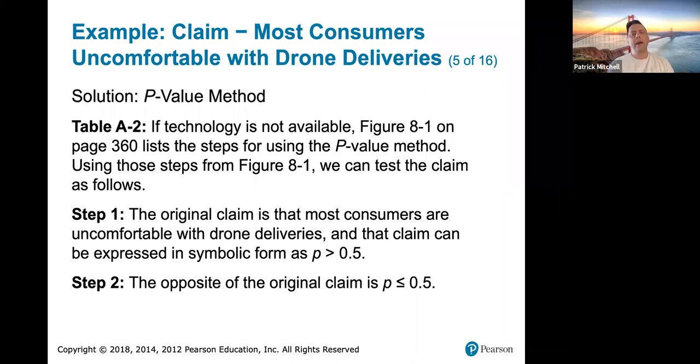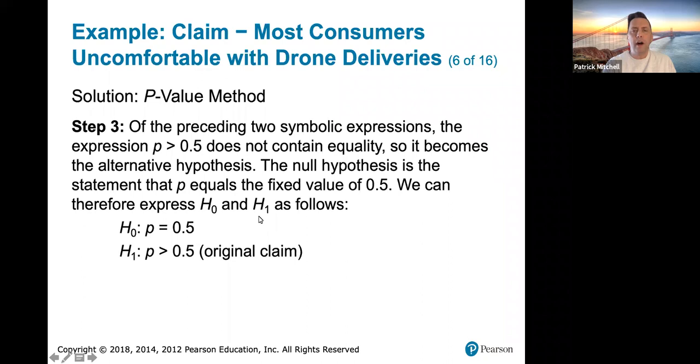All right, so going back to the steps that we talked about in section 8.1, the original claim is that most consumers are uncomfortable with drone deliveries. So in symbolic form, that claim looks like P is greater than 0.5. So the opposite of that claim is that P is less than or equal to 0.5. So remember, of those 2 expressions, the one that does not contain the equality becomes your alternative hypothesis, which we symbolize H sub 1. And then the null hypothesis is the statement that P equals the given value. So in this case, the null hypothesis H0 is that P equals 0.5. And the alternative hypothesis, which is the original claim, is that P is greater than 0.5. So we have our null and our alternative hypotheses.